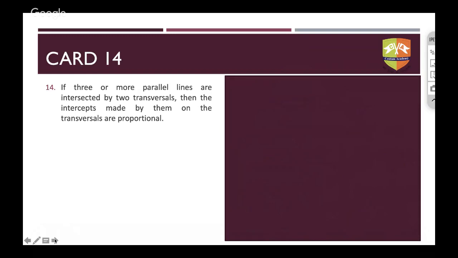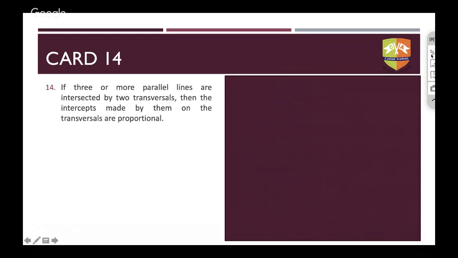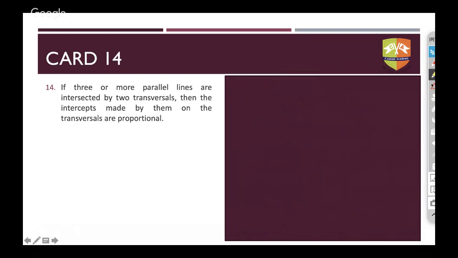Okay. If 3 or more parallel lines are intersected by two transversals, then the intercepts made by them on the transversals are proportional. I might be mistyping or miswriting something, but you can highlight that and we will do a correction. So if 3 or more parallel lines are intersected by two transversals, that means let's say there are 3 or more parallel lines.